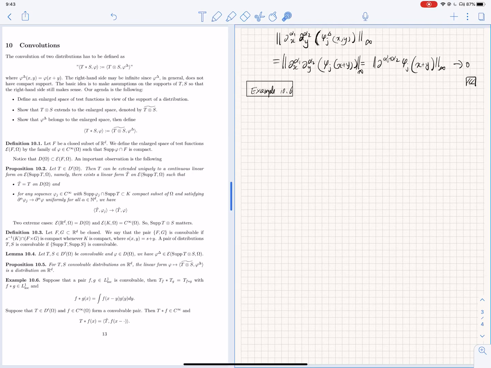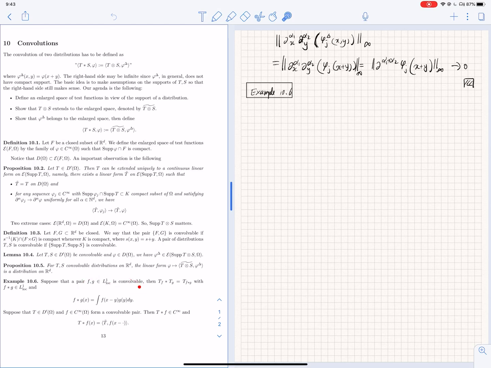So we consider two L1 loc functions f and g. Assume that they are convolvable. Then we argue that the convolution of these two distributions associated with the L1 loc functions, T_f and T_g, is given by T associated with the convolution in the classical sense, right? So this function. And we claim that this function given by this formula is also an L1 loc function, so that this right-hand side makes sense, right? So this T is associated with an L1 loc function. Okay, so let's first see why the function given by this formula is L1 loc.